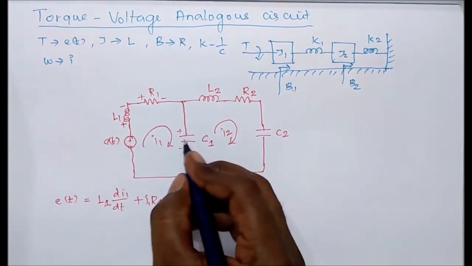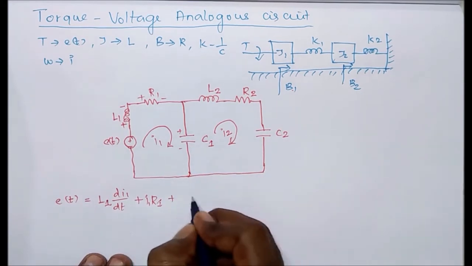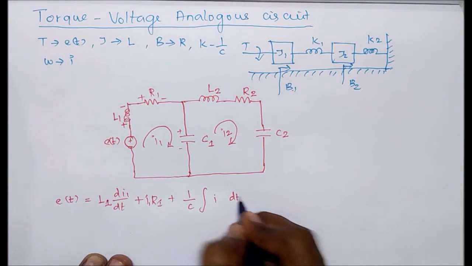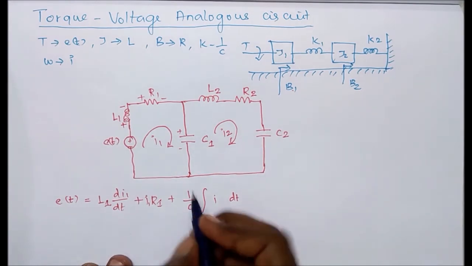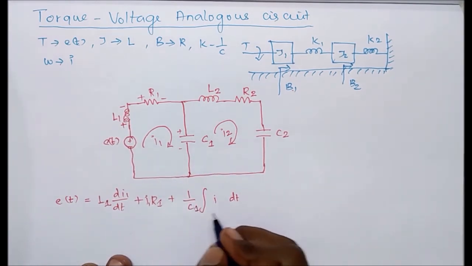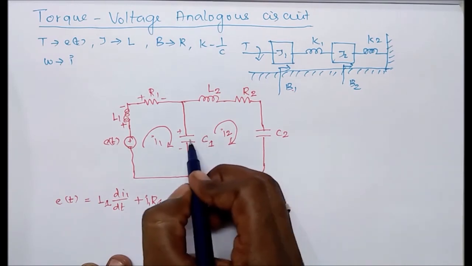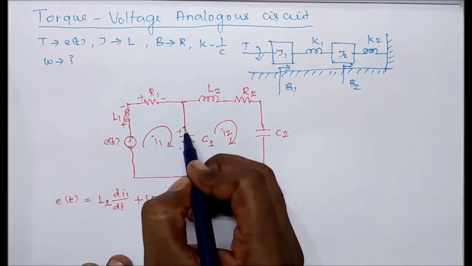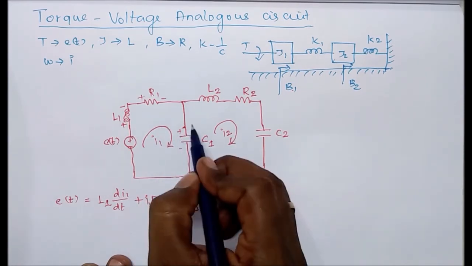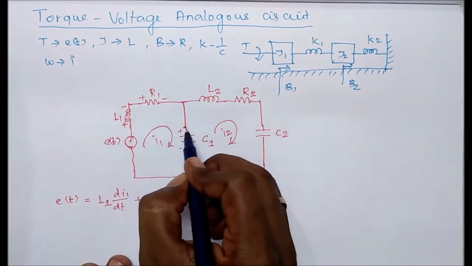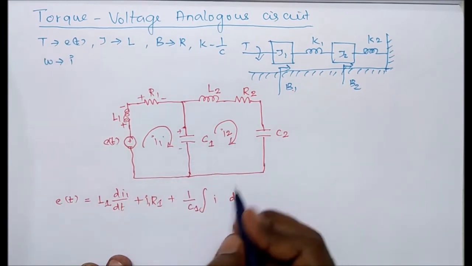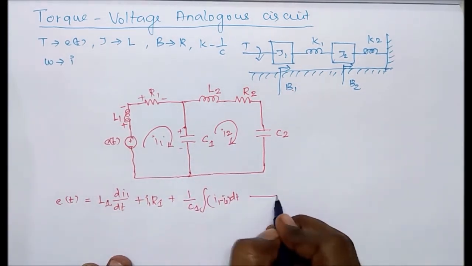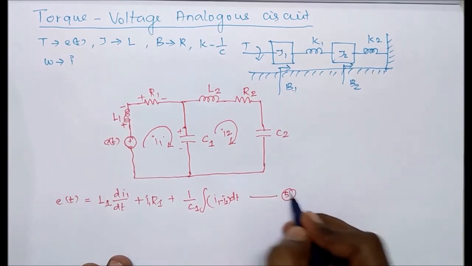Now there is a common element C1. So we know 1 by C integral of I into dt. This is the general formula. But here it is C1, therefore we use C1. But the current through this capacitor: if we consider this point, this is the entering current, but I2 is the leaving current. Therefore we have to use the difference of this current and this current. So 1 by C1 integral of I1 minus I2 into dt. So we can consider this as equation number 5.